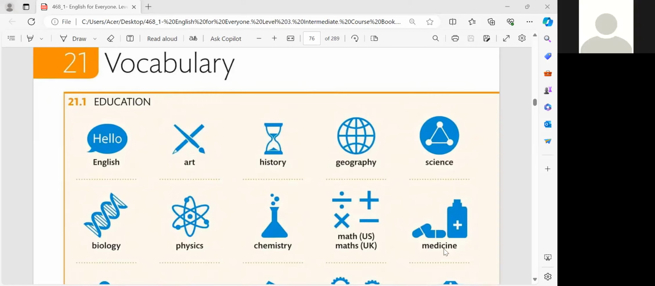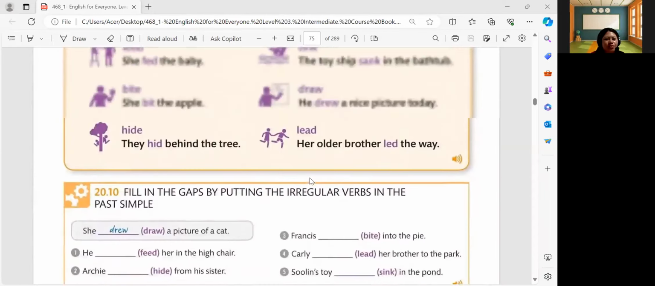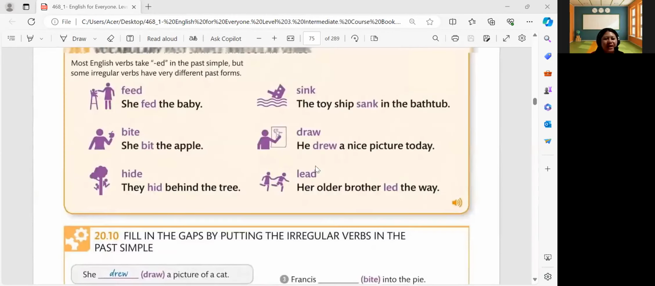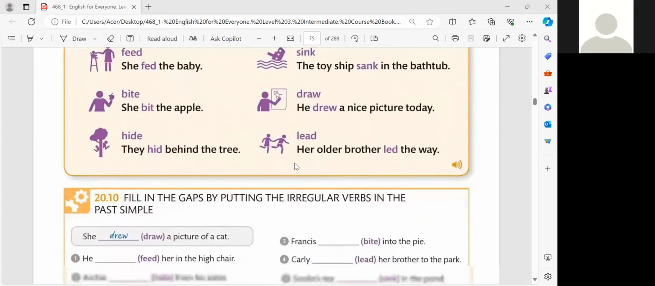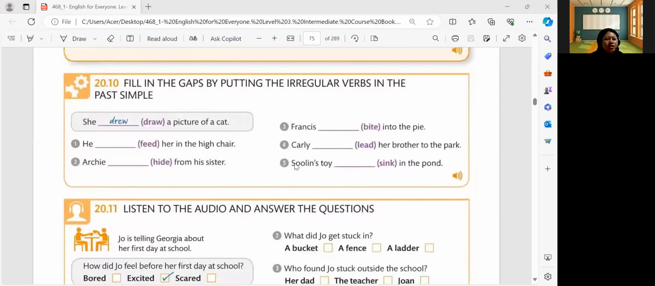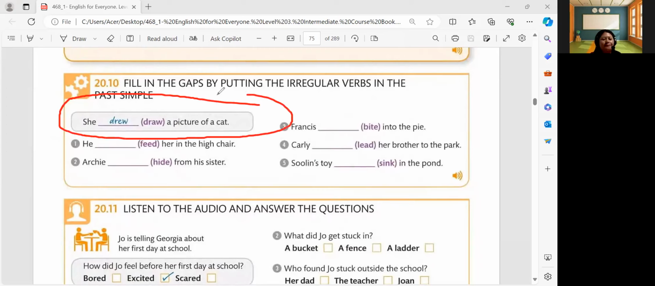Okay, that's great. So, let's start on this slide. Last time we already discussed the past simple irregular verbs, right? Yes. Okay, so now let's proceed with this. We have here: fill in the gaps by putting the irregular verbs in the past simple. Here is an example: she drew a picture of a cat. From the word draw, it becomes drew. That is how to make the irregular verbs become the past simple.